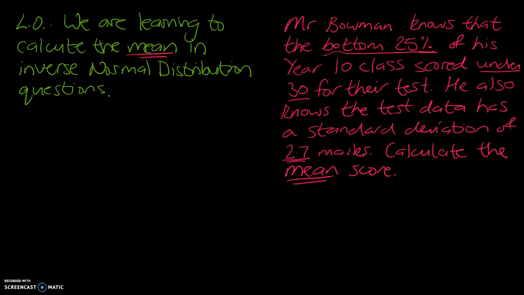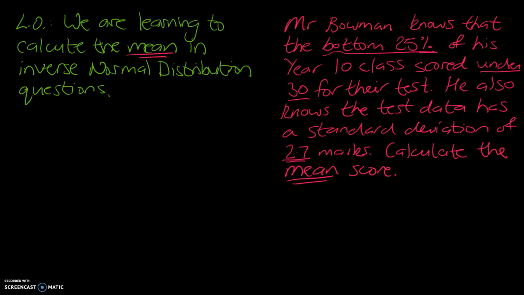Today's learning objective is in green, and we are learning to calculate the mean in an inverse normal distribution question. I've got a question already written in pink on the right, and I've highlighted or underlined the key parts of information that we want to pull out from our question.